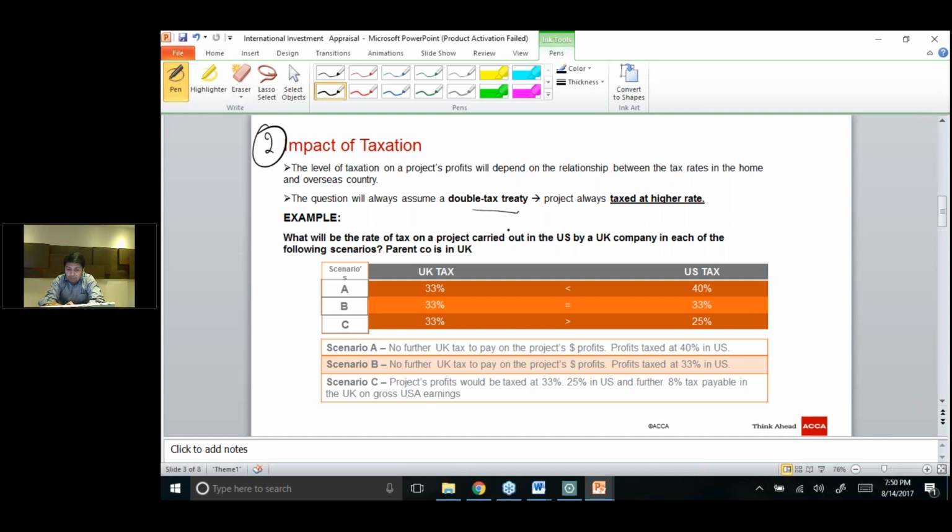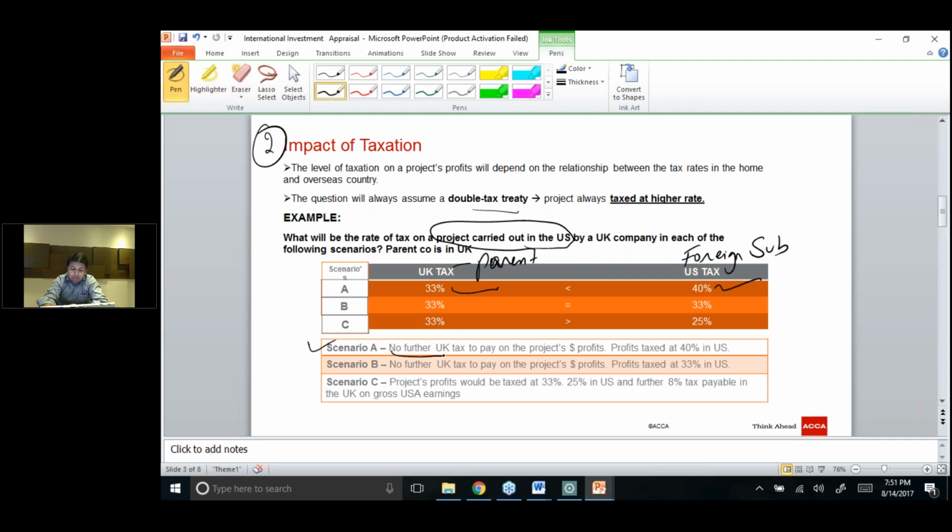Double taxation relief will be given. You have to pay only the extra tax. Let's suppose a project is carried out in the USA. So the foreign subsidiary is in the US and the parent company is in the UK. If you have already paid 40% tax in the USA, you do not need to pay any tax in the UK.